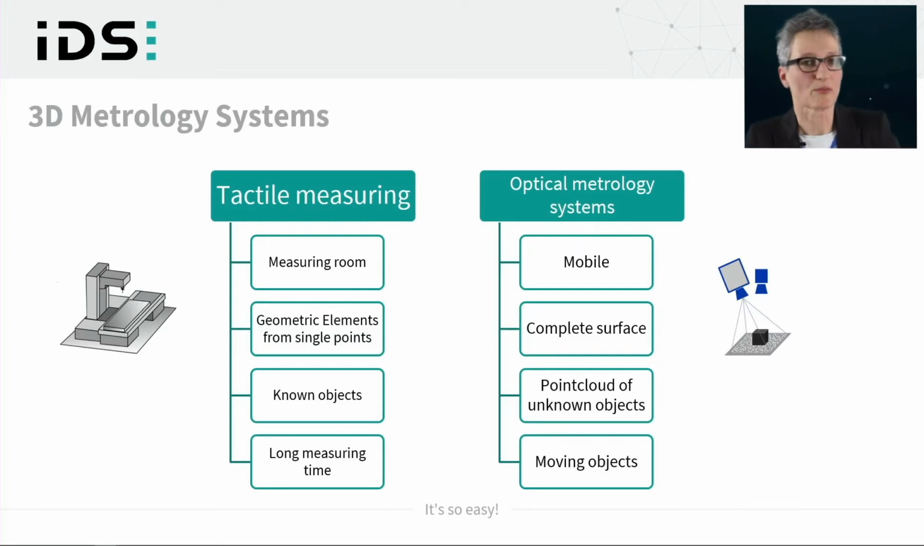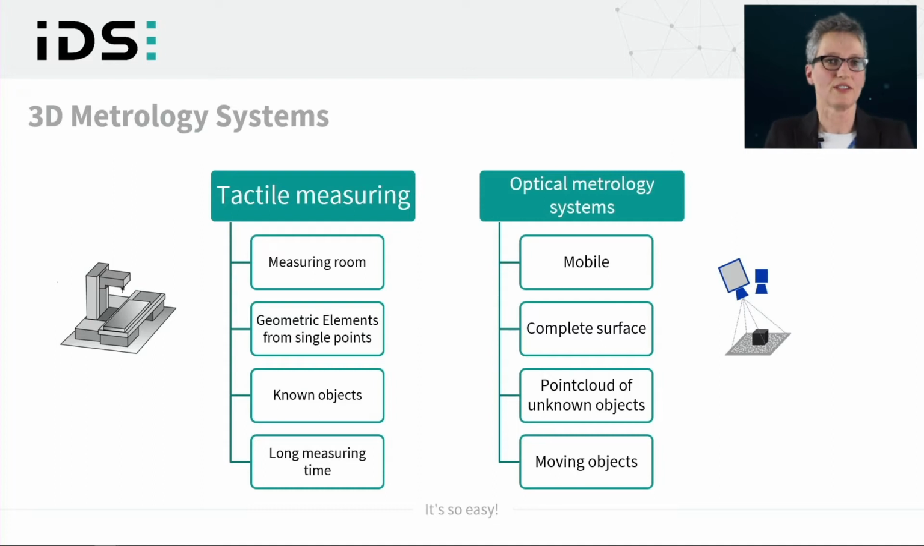The point cloud can be taken from any unknown object because there is no contact between the sensor and the object, so you can measure whatever you want. And the technology is now at a point that the point clouds can be computed with an accuracy and speed that allows us to even capture moving objects and calculate 3D data from moving objects.